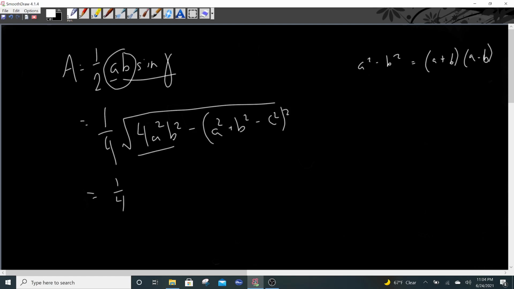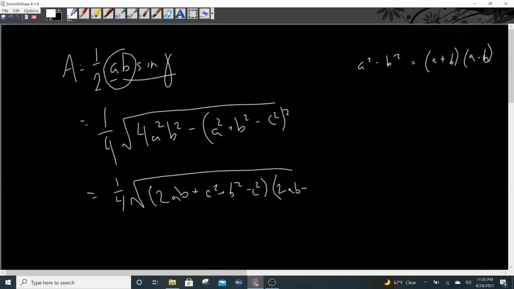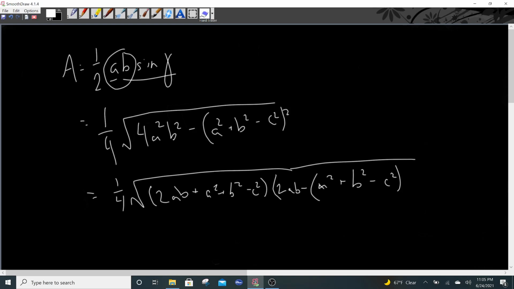We'd have, if this was our a and this was our b, then this a would be 2ab, and this b would be a squared plus b squared minus c squared, because this whole thing is squared. It's not like a one thing. So let me get that out. Oops, not redo, undo. So with our difference of squares, that would be 2ab plus a squared plus b squared minus c squared, times 2ab minus, let me keep it in parentheses now, a squared plus b squared minus c squared. And then we extend our square root sign. So just copy that down for a second.